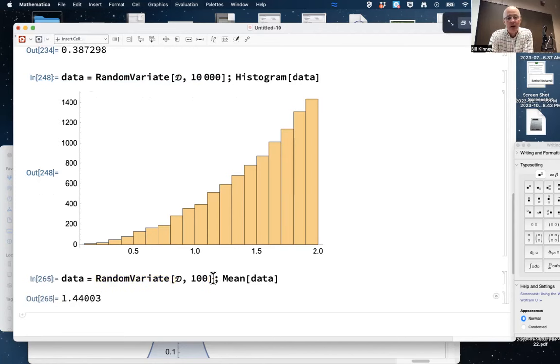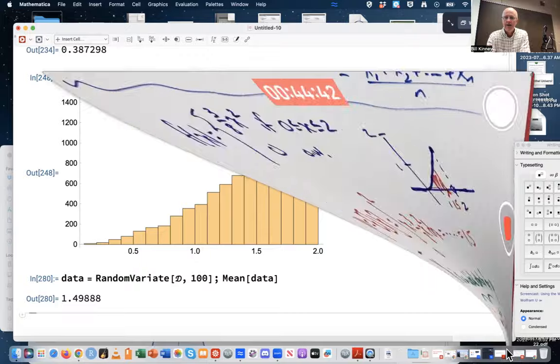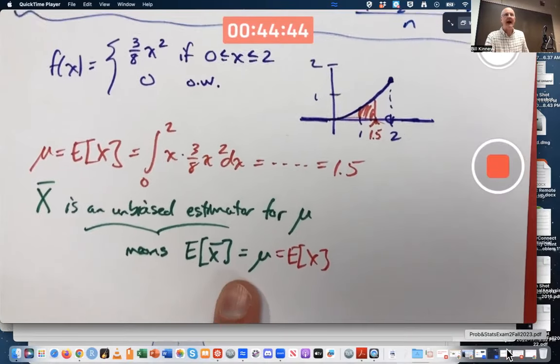The individual means are further from 1.5, but sometimes they're smaller and sometimes they're bigger. And if you do many, many simulations and get many, many observed values of X bar, the average of those numbers should be very close to 1.5. The mean of the mean is the mean. This is an experimental verification of our abstract fact right here.